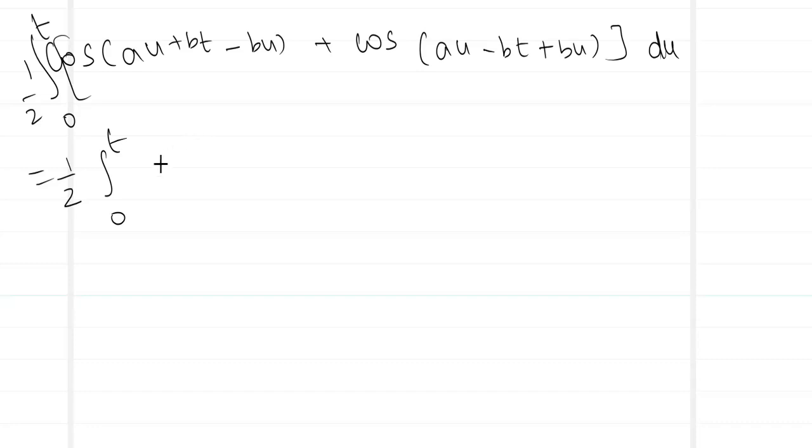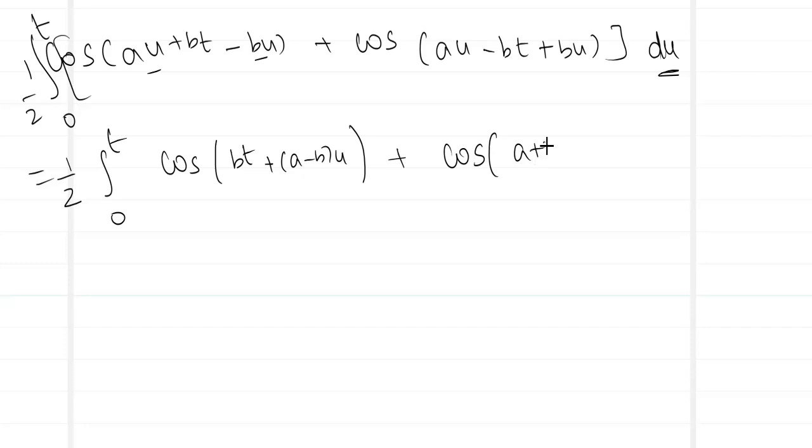On simplification, the variable in the function is going to be u. So let me collect u separately and the t term separately. bt is a constant and we have a minus b times u, that is au minus bu. In a similar fashion, over here also collect your u term separately. So it is cos of a plus b times u minus bt. Now this has to be integrated with respect to du.